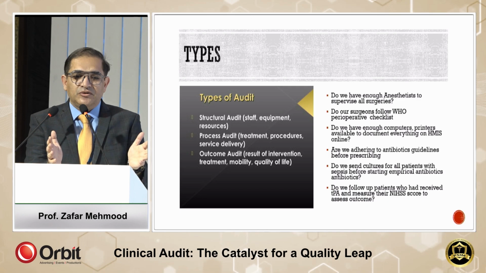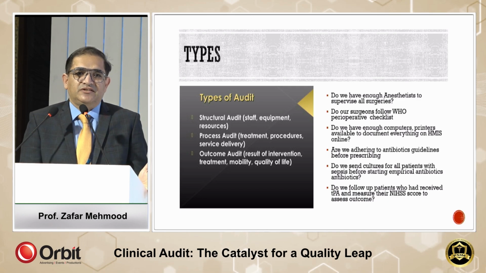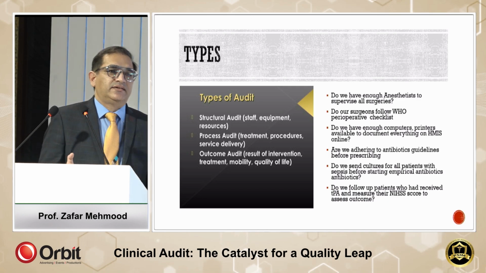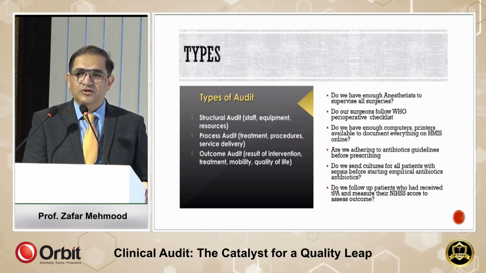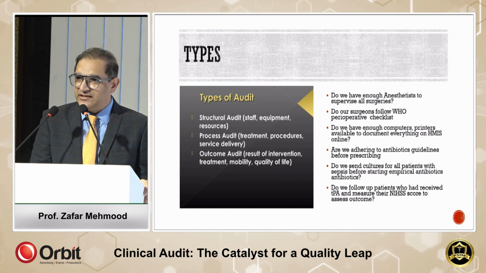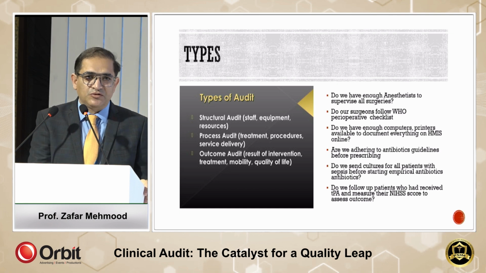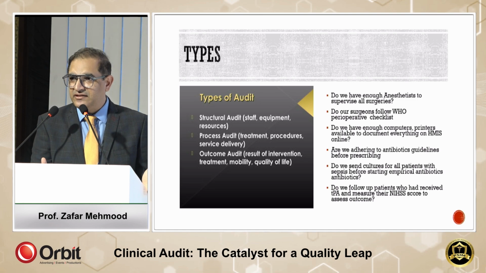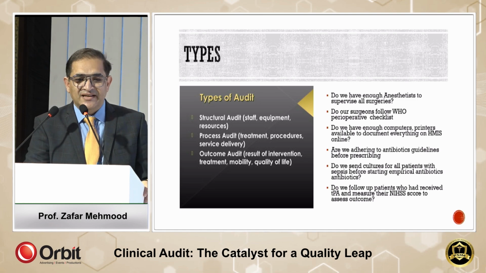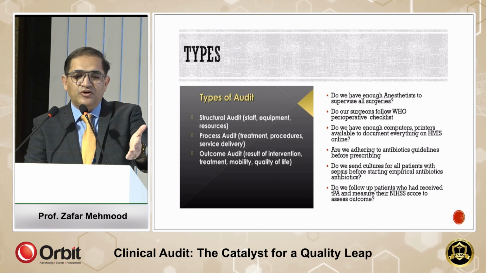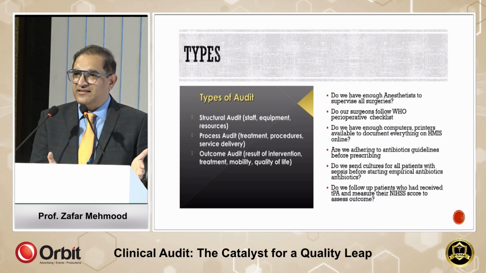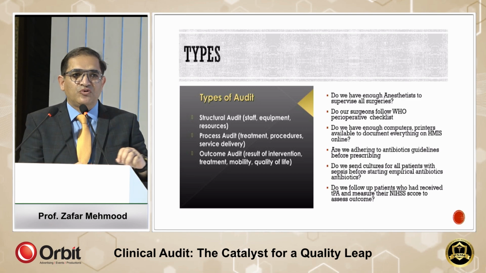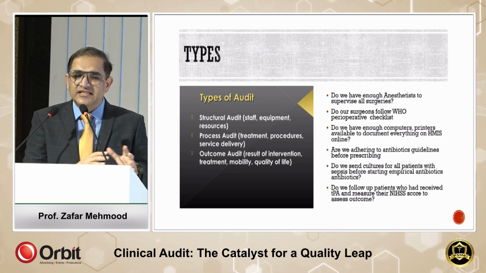Processes, you can audit your process. For example, there is a standard that before each surgery, a surgeon should fill a perioperative form. So we can audit whether all these surgeons are completing those forms. So this is a process. The same is equipment, I have already mentioned it. And the processes, for example, are we sticking to the antibiotic guidelines before prescribing? Are we sending cultures before we start antibiotics? So these are the processes.